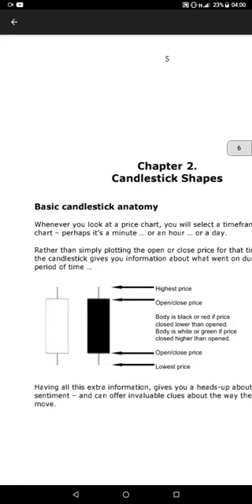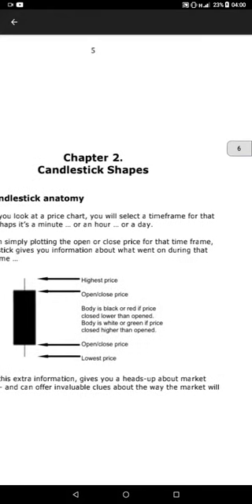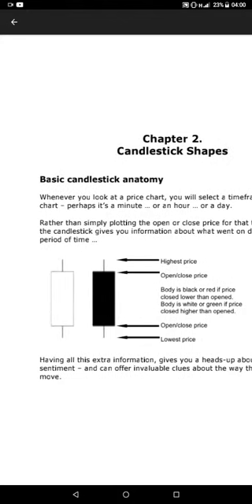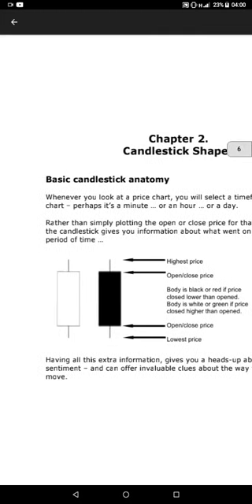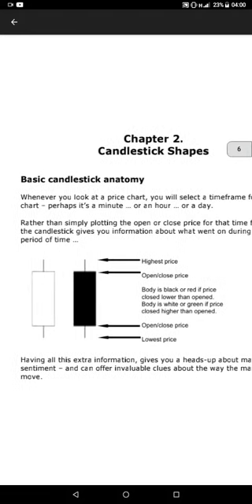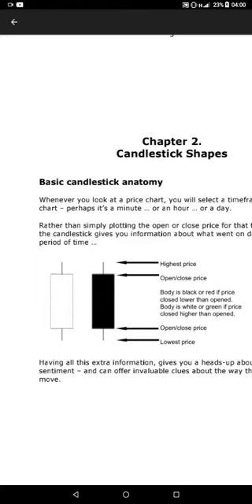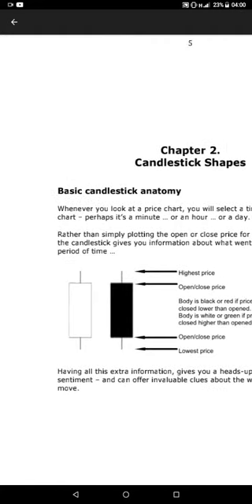Chapter 2, I'm going to tell you about the candlestick shape. A basic candlestick's anatomy. Whenever you look at the price chart, you will select a time frame for a chart. Perhaps it's minutes or an hour or a day. Rather than simply plotting the opening or closing price for that time frame, the candlestick gives you information about what went on during that period of time.